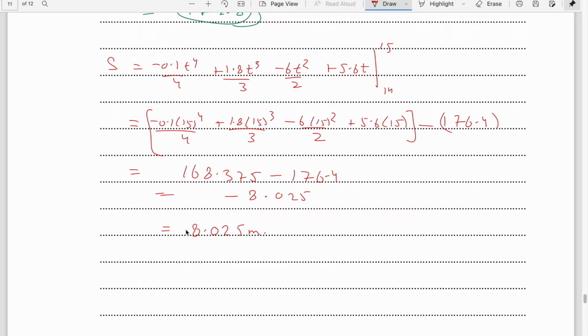Now the final displacement covered is 3.6, 172.8 and 8.025, leaving us with an answer of 184.425 meters. And we could also have done it from 0 to 14 and then from 14 to 15 rather than doing it in 3 phases.